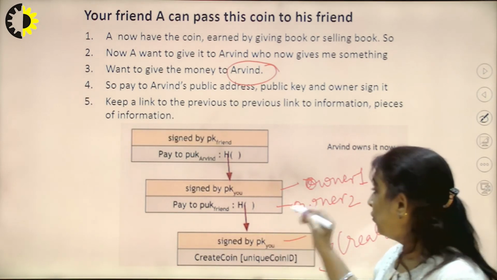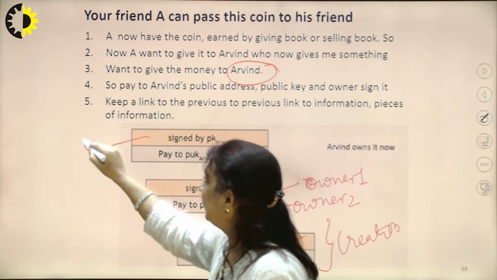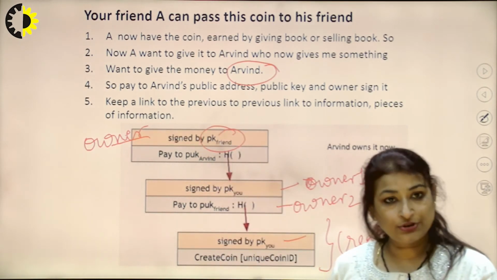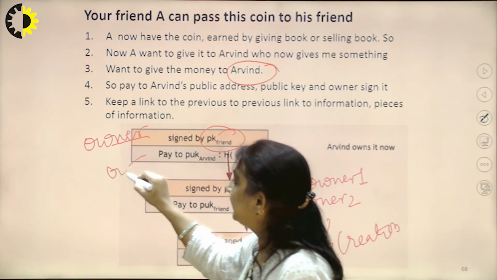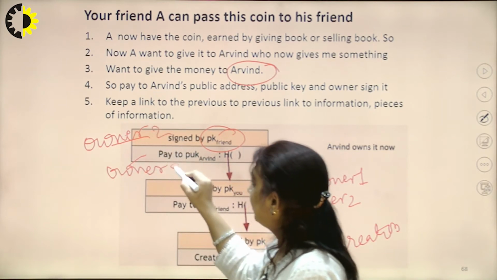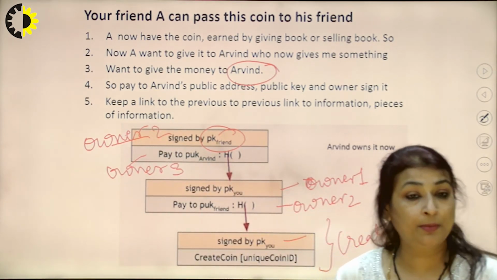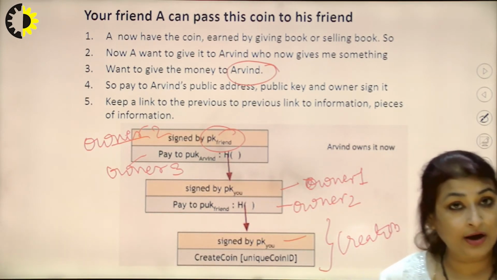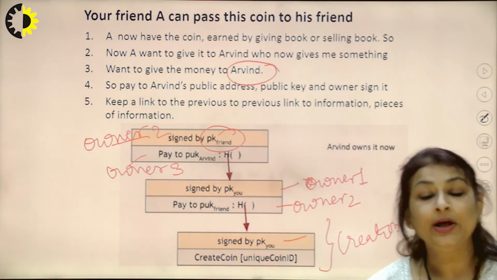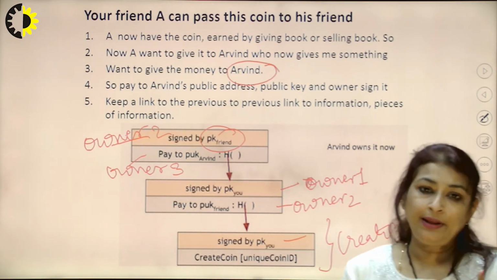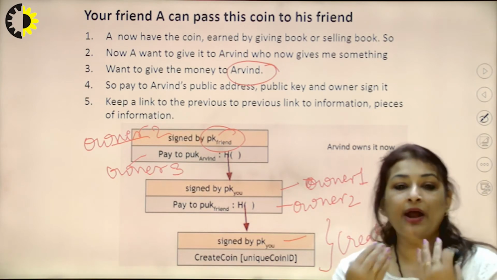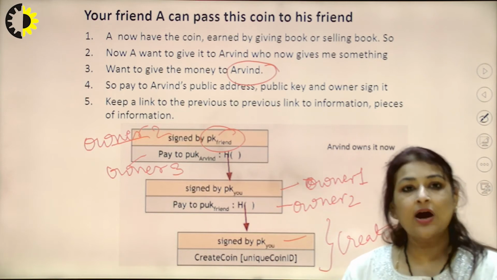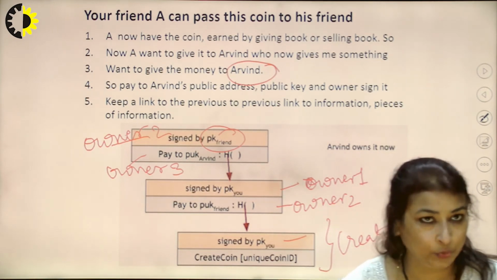Okay, so this owner too has to sign it with his private key, and then he has to encrypt it with owner 3's public key, that is, Arvind's public key. Whenever we are doing it, we should know the public address of Arvind, then only will we be able to do it. As I told, we generate the public key and the private key simultaneously. The private key is kept with us and the public key is distributed to all the nodes which are connected in that particular blockchain network. Okay.